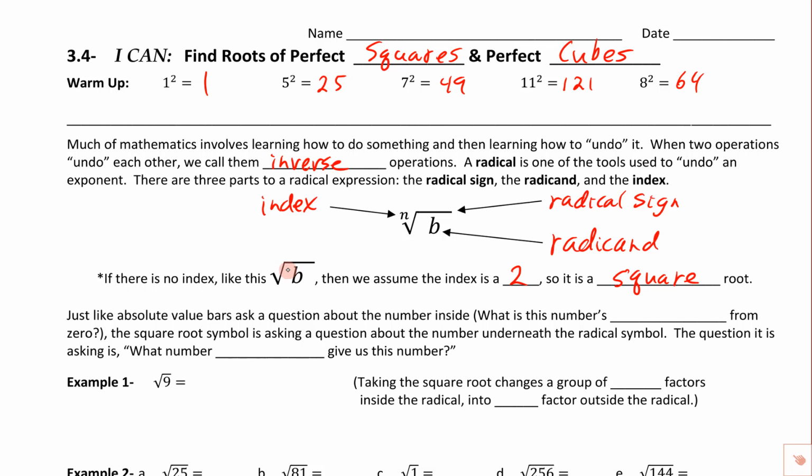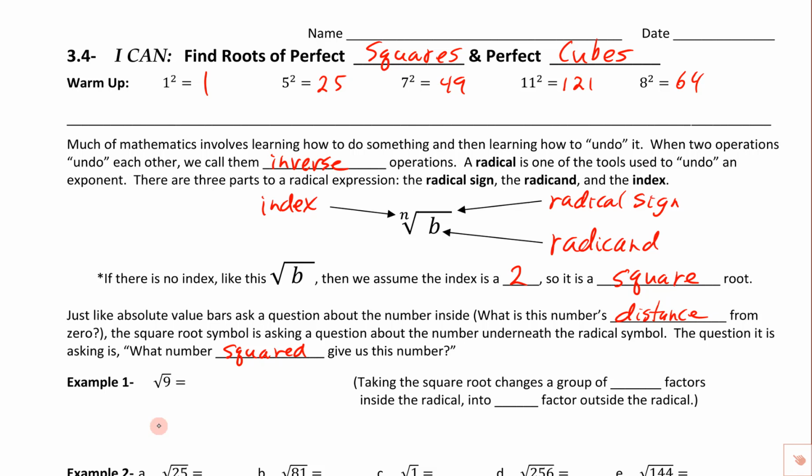Just like absolute value bars are asking a question about the number inside. Remember, absolute value is asking, what is the number's distance from 0? A square root symbol is asking a similar type of question about that number underneath, about the radicand. The question that it's asking is, what number squared gives us this number? That's why we call it a square root. So when we see something like this, radical 9, or the square root of 9, it's asking what number do we square to get 9? So let's think about this. What number do we square?